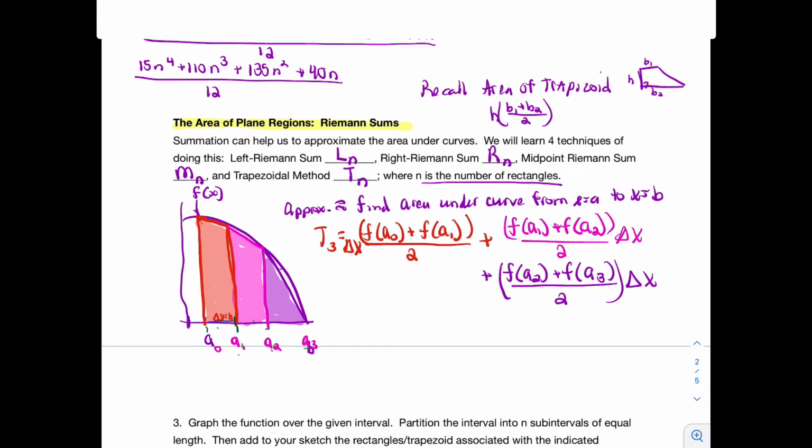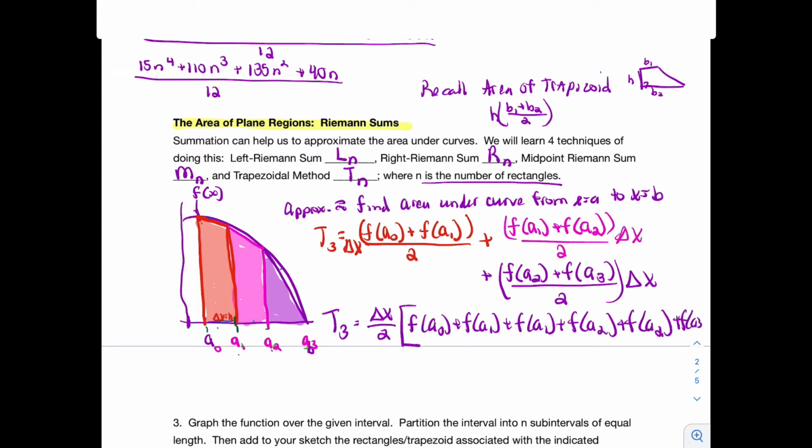Now notice all of these have delta x and dividing by 2 in common, so I can factor out my delta x over 2. And then that leaves us with f of a sub 0 plus f of a sub 1, plus f of a sub 1 plus f of a sub 2, plus f of a sub 2 plus f of a sub 3.